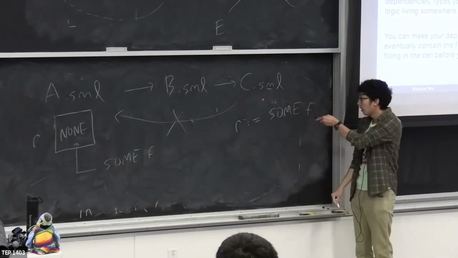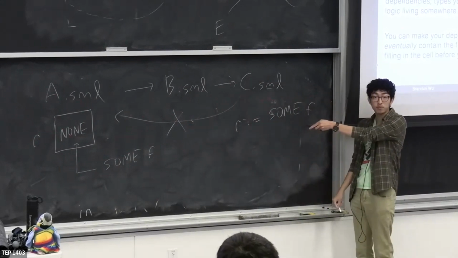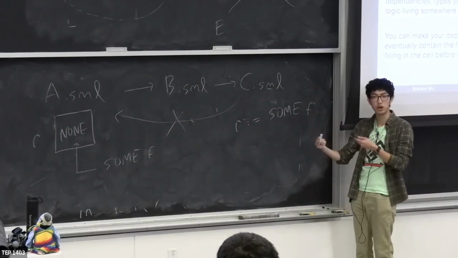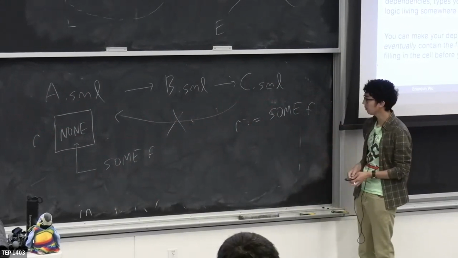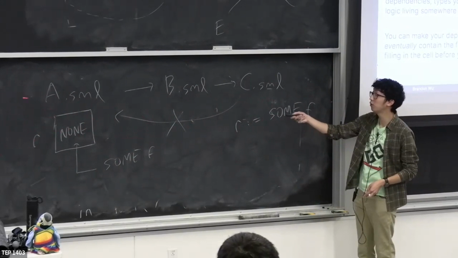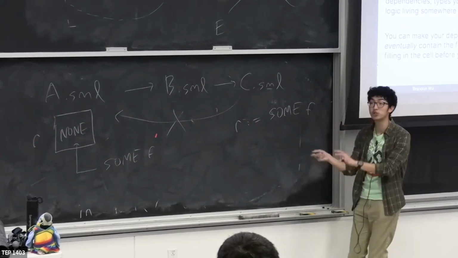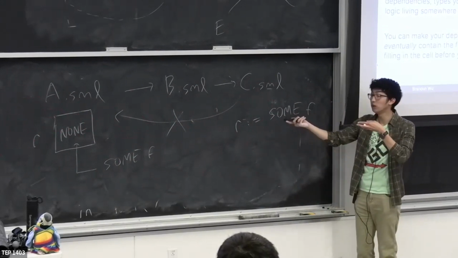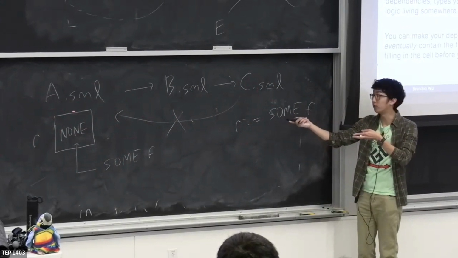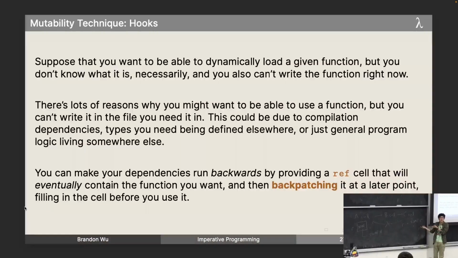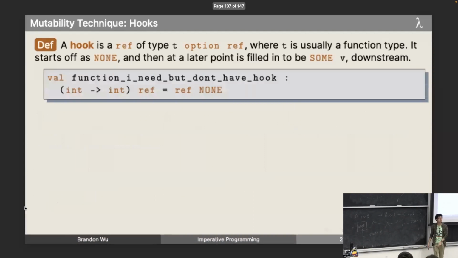That makes sense, right? Because remember, C can use stuff from A. Does this make sense to everyone, or is this too abstract too fast? Okay. But the point is, if I give you a ref cell, that means I can now exchange data temporally in the other direction, irrespective of dependencies, because I can just put something in the box at a later point. That's pretty much exactly what this is.